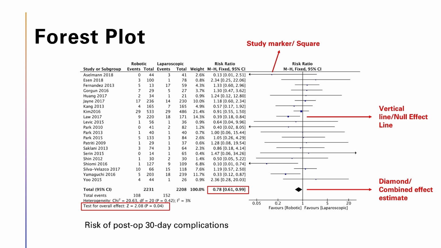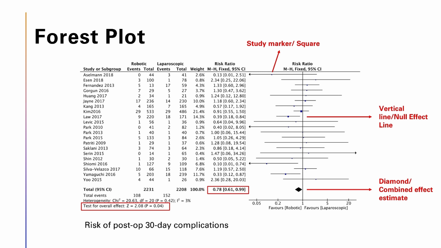Next, the test for overall effect and p-value at the bottom of the forest plot indicate whether the overall effect is significant or not. As usual, a p-value less than or equal to 0.05 denotes statistical significance. Another way to determine if the overall effect is significant is to visually examine whether the diamond crosses the null effect line. If the diamond crosses the null effect line, the overall effect is not significant, and vice versa.